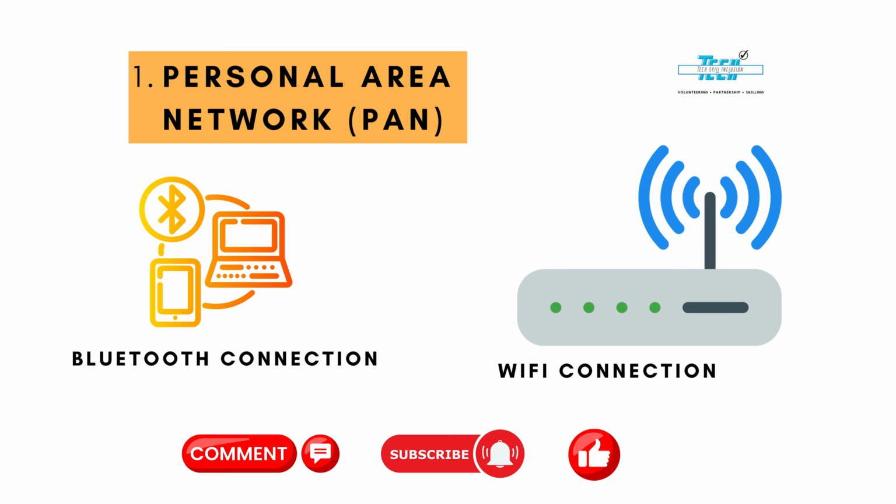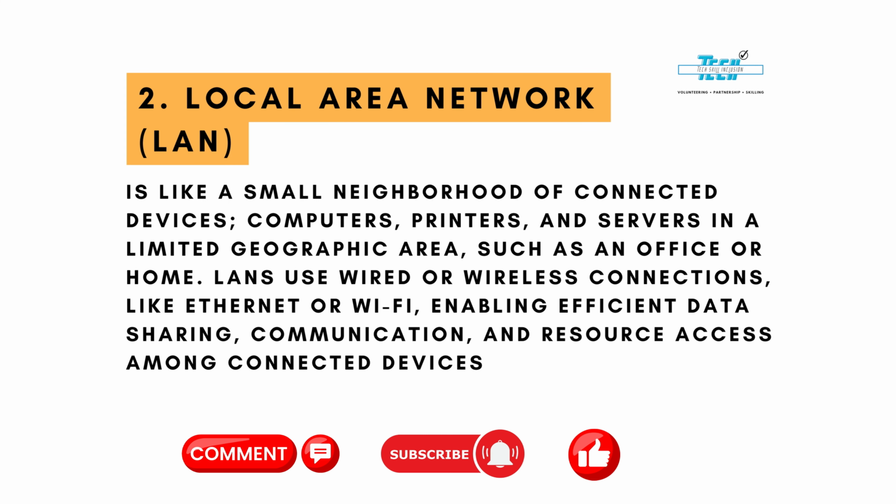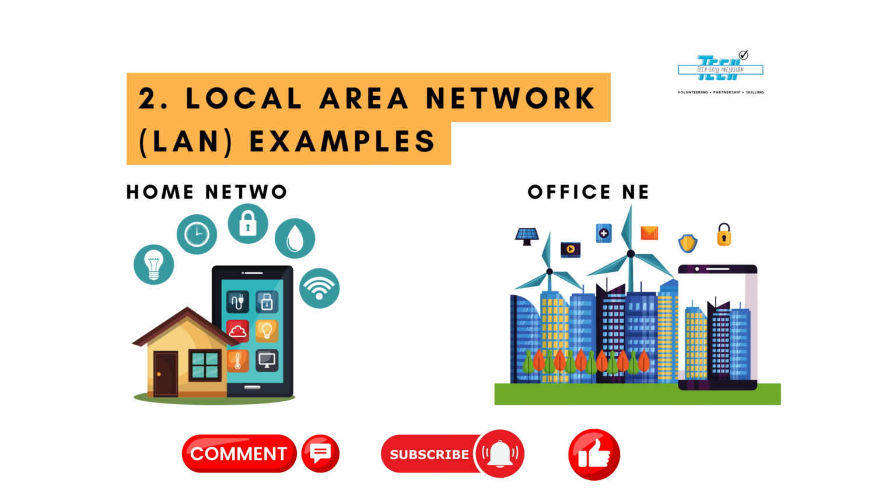Then next we have LAN, which is a local area network. A local area network is like a small neighborhood of connected devices, such as computers, printers, and servers in a limited geographical area, like your office or home. For example, there are some companies or offices where they have their own Wi-Fi. You can only use it in the building of the company. So that's an example. Ethernet or Wi-Fi enable efficient data sharing, communication, and resource access among connected devices.